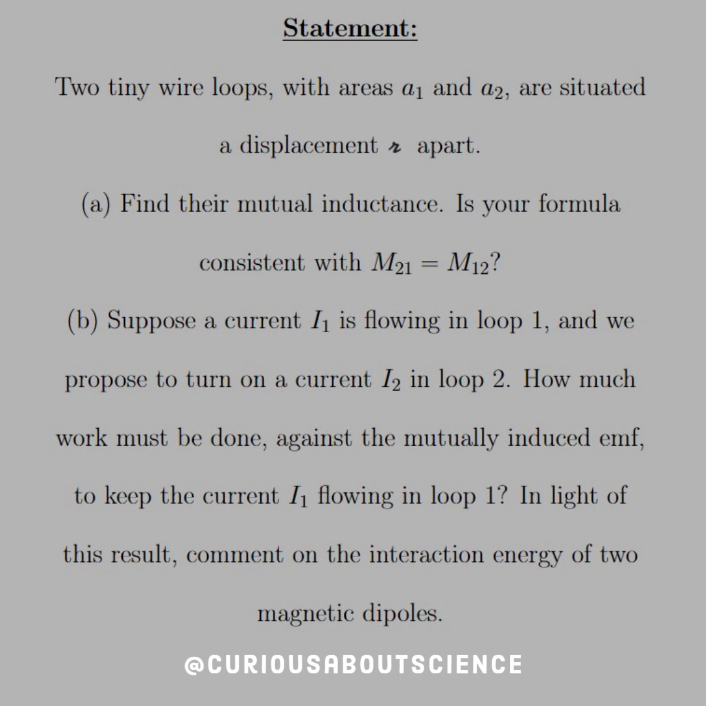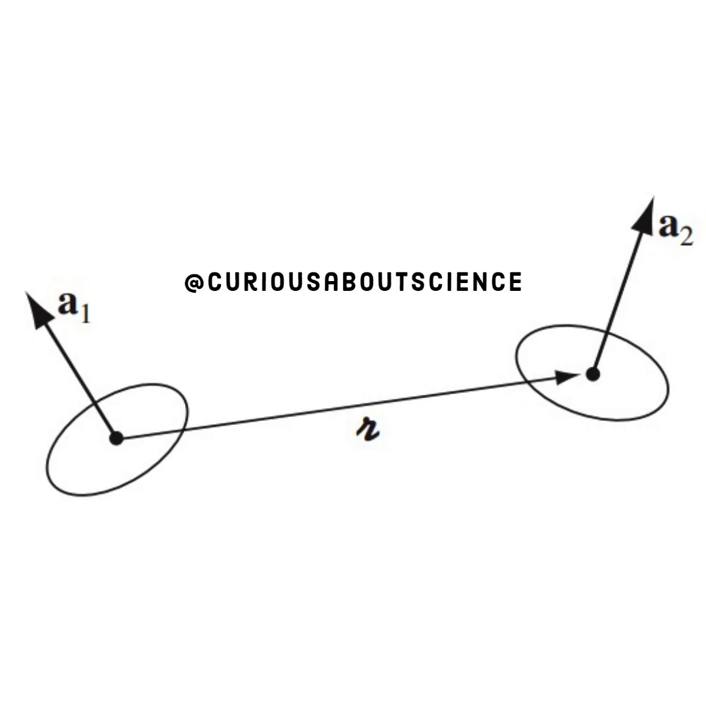Is your formula consistent with M2 to 1 is equal to M1 to 2? B, suppose that current I1 is flowing in loop 1 and we propose to turn on a current I2 in loop 2. How much work must be done against the mutually induced EMF to keep current I1 flowing in loop 1? This is going to be a fun question. In light of this result, comment on the interaction energy of the two magnetic dipoles.